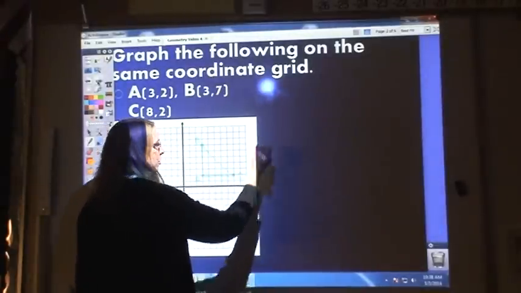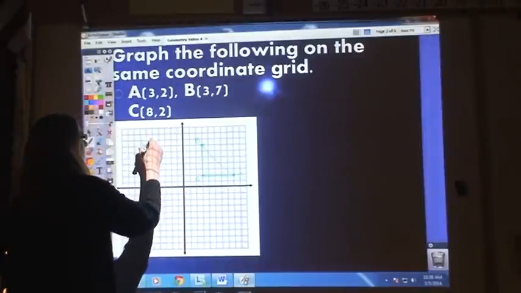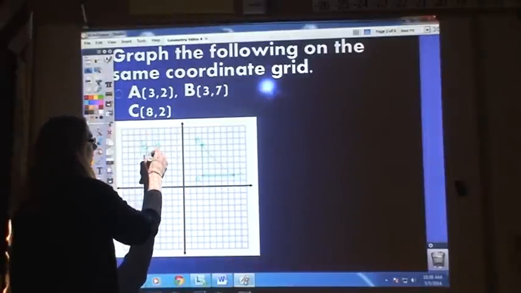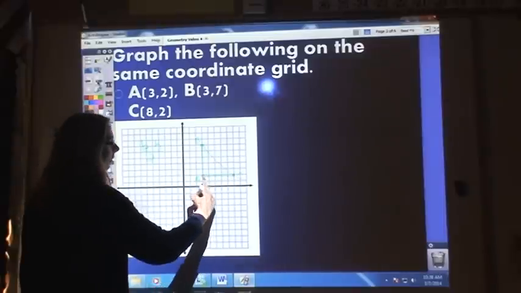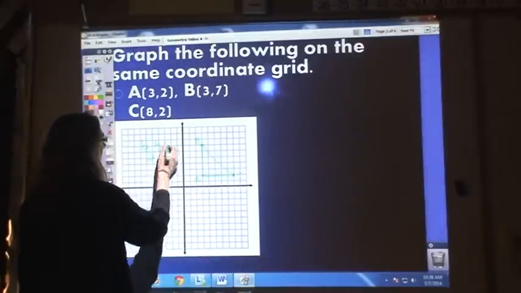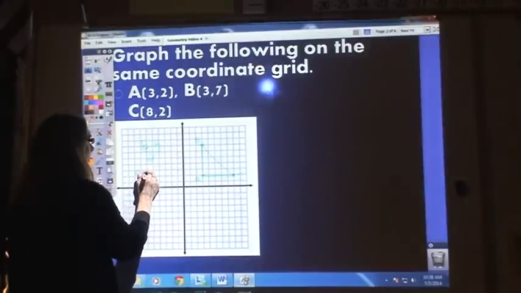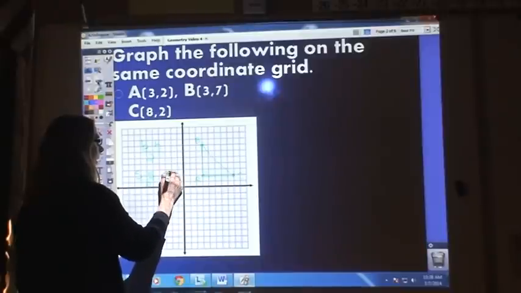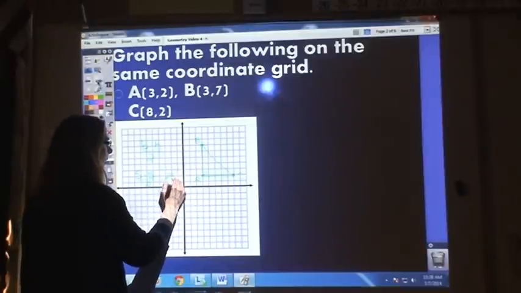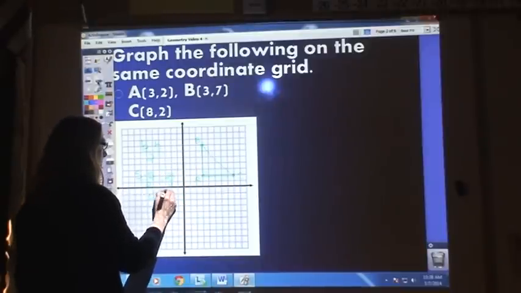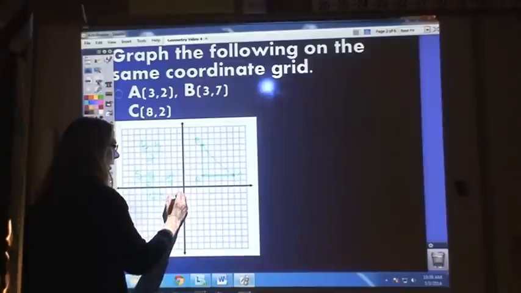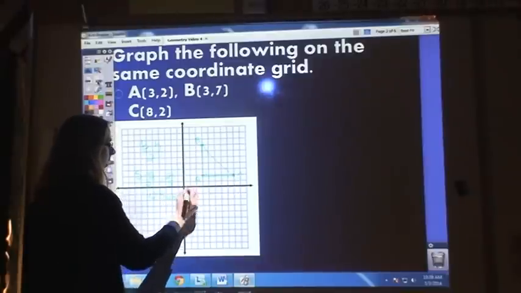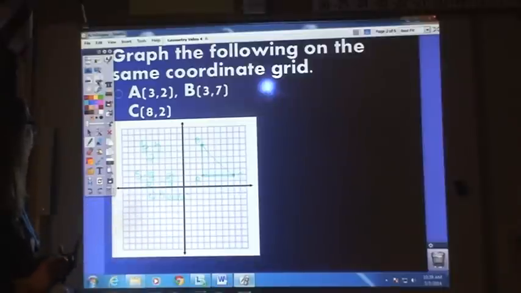I'm going to go ahead and do the base times the height and divide it by 2. So my base is 5 units, 1, 2, 3, 4, 5. And my height is also 5 units. So I have 5 times 5 divided by 2. That's going to end up 25 divided by 2, which is 12.5. And I don't know what those units are, so I'm just going to call them square units. 12.5 square units.